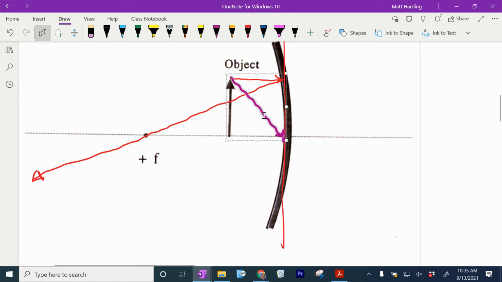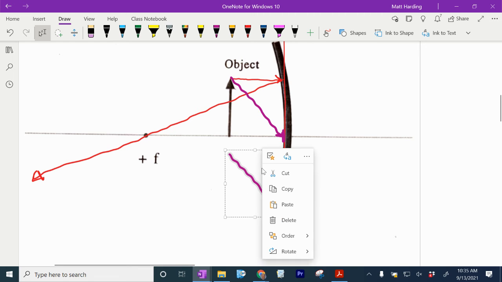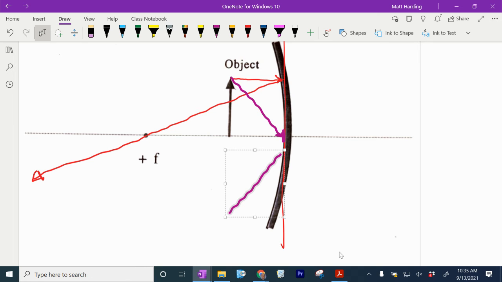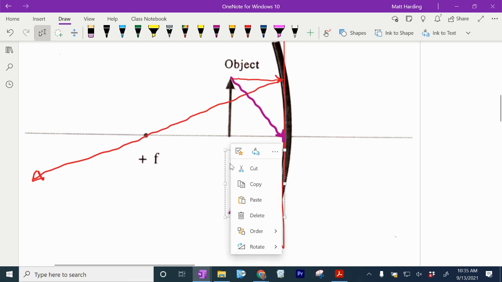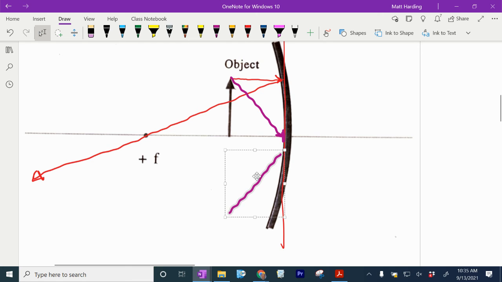I wonder if I can copy this. And then can I reflect that? Flip vertical. That do what I wanted? There we go. Okay.